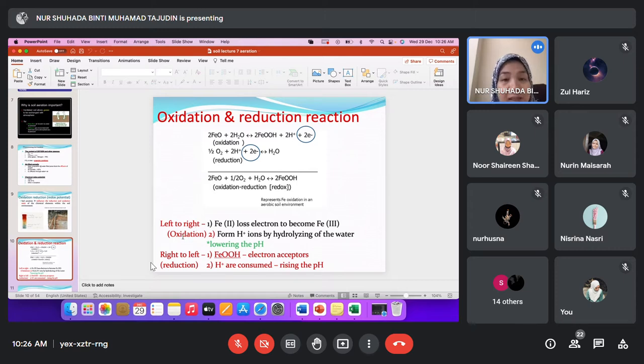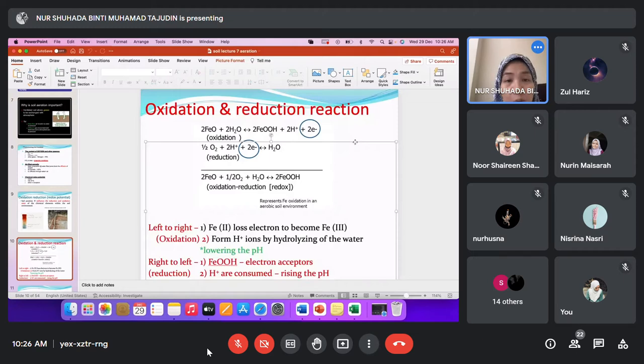Nampak tak kerja saya? So from left to right, we call it the process of oxidation. The simplest thing that you can see adalah dia O, dia jadi 2O, maksudnya there is an addition of O. Oxidation kan, mesti ada dalam keadaan yang ada oksigen.